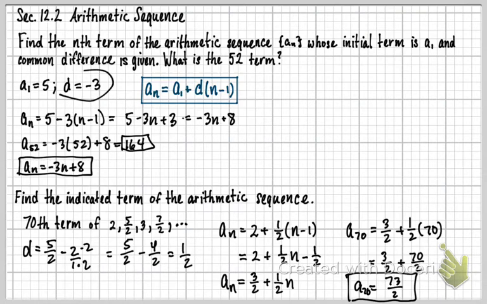So the first one, they gave me d. For the second one, we had to find d. Those are really the same type of problems, just I have to find different pieces of information, but it always comes back to that formula. Now we have a third type that uses this same information. So let's take a look at that now.